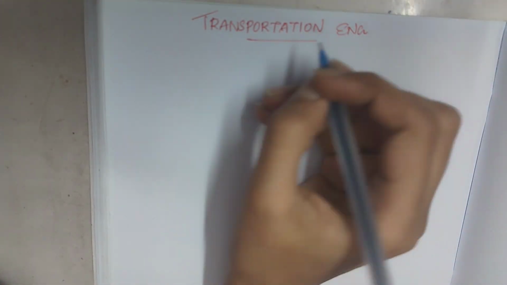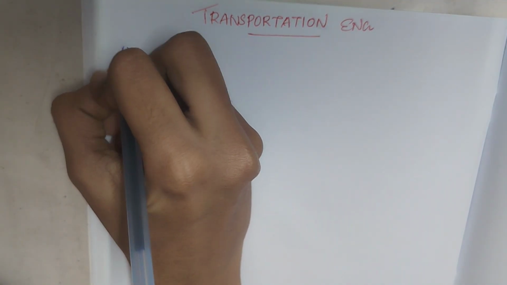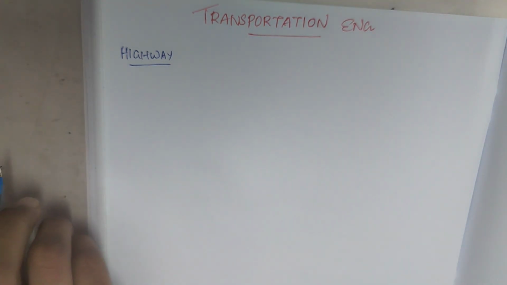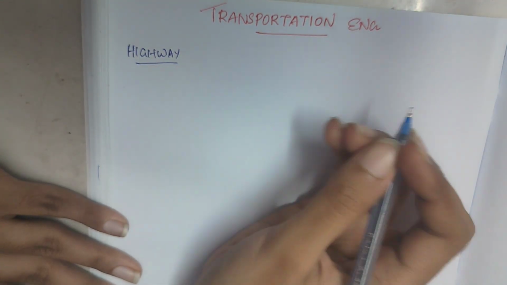Today we will be learning highway engineering and transportation engineering. So basically we know there are three modes of transport, that is through air, water and land. Through air it is airways, through water it is waterways, and through land it is highways and railways.